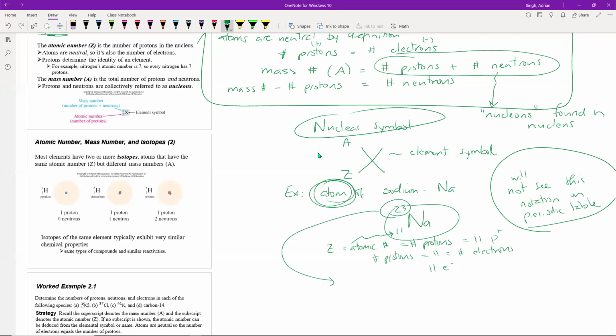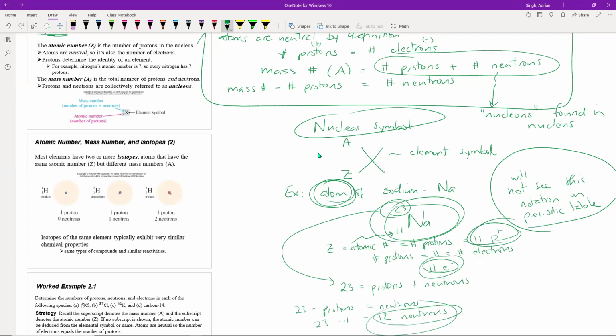The mass number here, 23. So 23 is the sum of the protons plus the neutrons. So then our number of neutrons would be 23 minus the number of protons. So 23 minus 11, that would give me 12 neutrons. Okay, so I can calculate each of the subatomic particles if I'm given the nuclear symbol, or if I'm given these numbers, I can now put together my nuclear symbol. So going in the reverse direction if I wanted to.